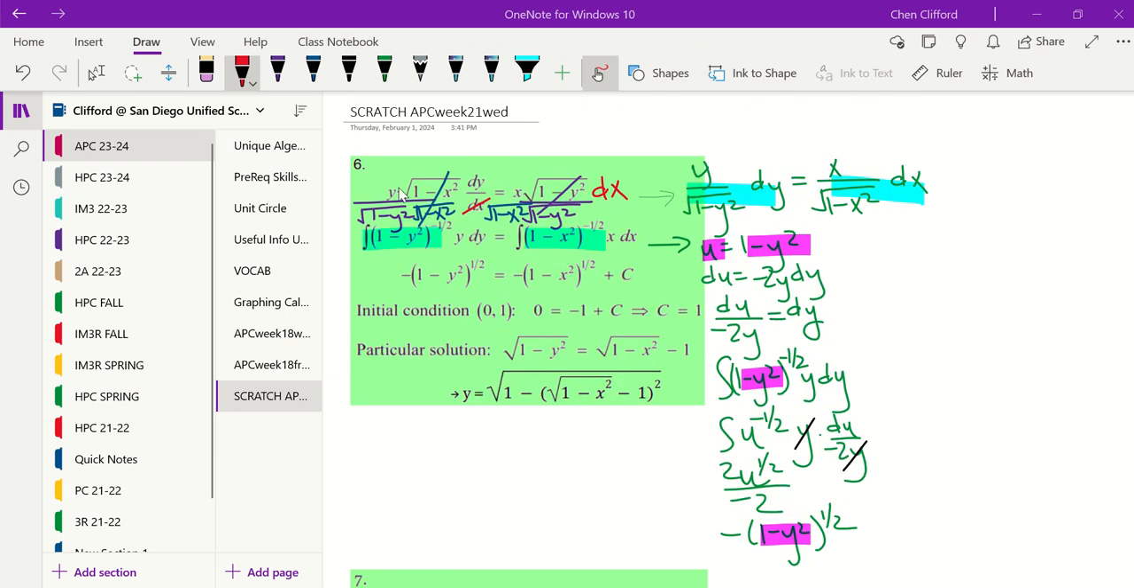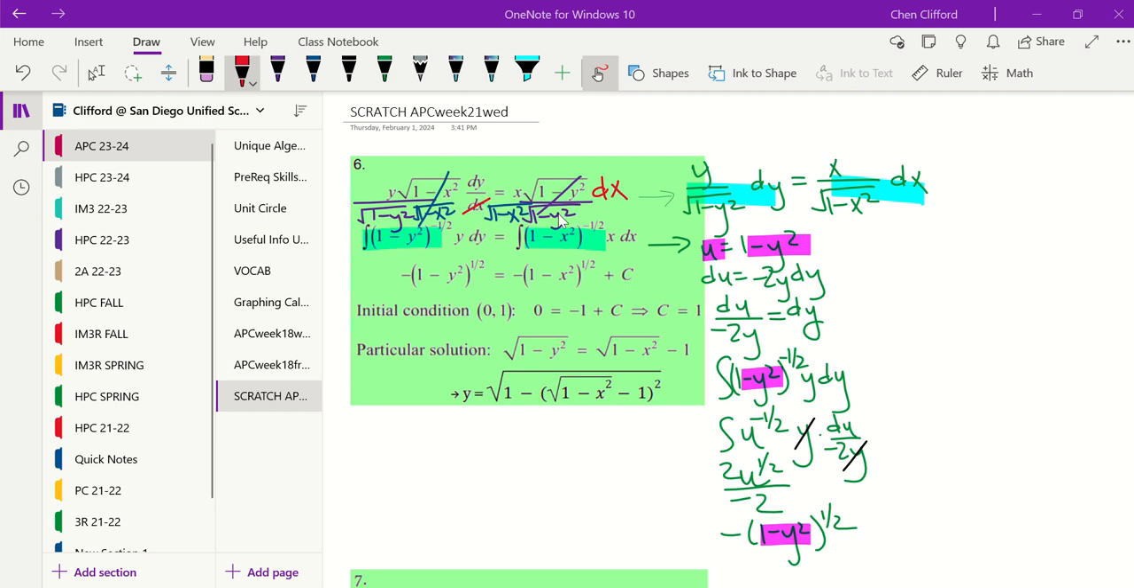Okay, so the original problem is in black over here, and I know it looks a little bit messy, but let me explain it. Right now we have y times the root of 1 minus x squared dy over dx equals x times the square root of 1 minus y squared times dx. What we're going to do is multiply both sides by dx, which makes the dx move over here.